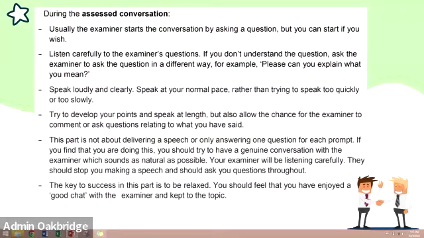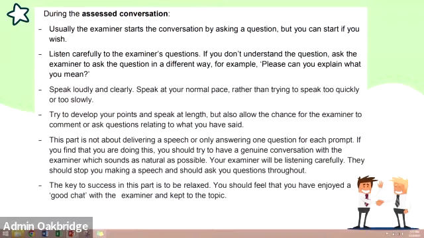If you think that you are actually doing a speech or answering the questions only, then try to have more of a genuine conversation. Try to be as natural as possible. Your examiner will be listening very carefully. In case they realize that you are making a speech or talking to yourself, a monologue, they will try to stop you and ask you questions, just to be more interactive.